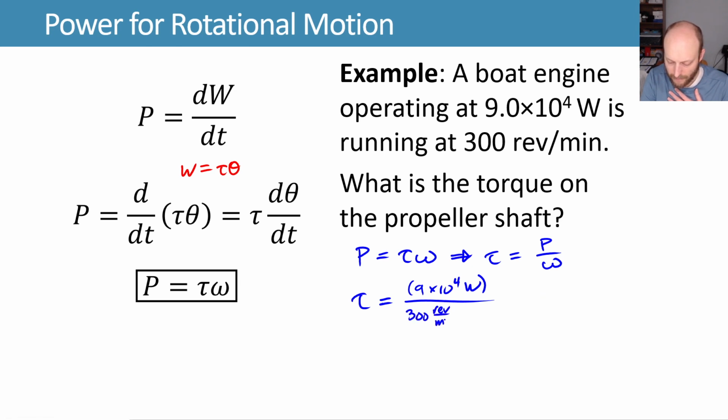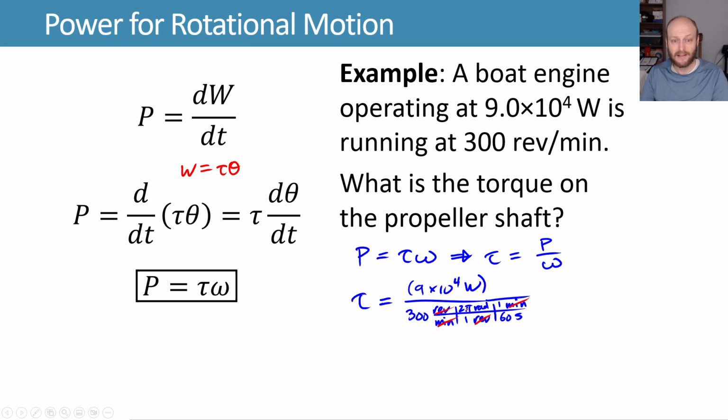per minute. As we've seen, we're generally going to want to convert this to radians per second so that we don't end up with like watts per revolution per minute. That's a weird unit to put torque in. It's easier to put torque in something like Newton meters. We'll convert the revolutions using 2 pi radians is 1 revolution, and 60 seconds is 1 minute. That gets rid of the revolutions and the minutes, leaving us with radians per second.